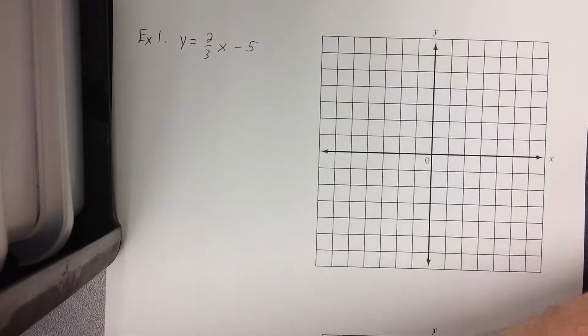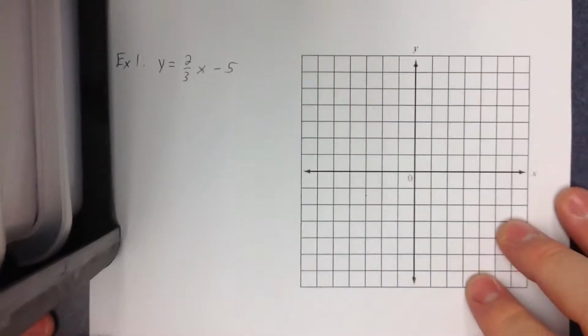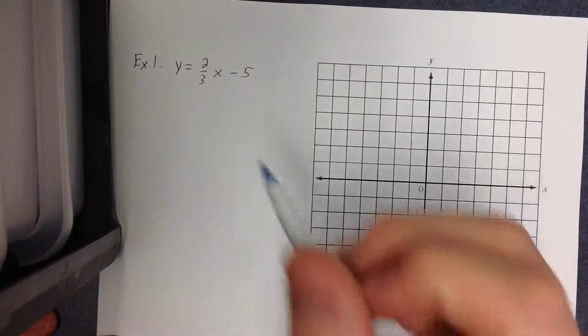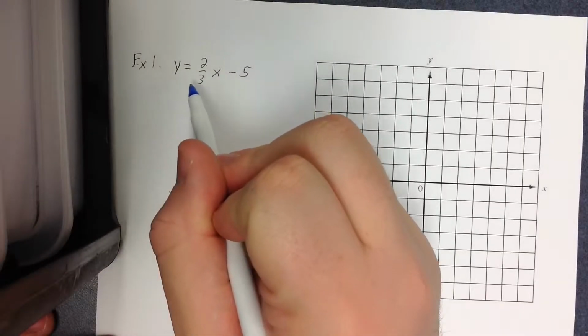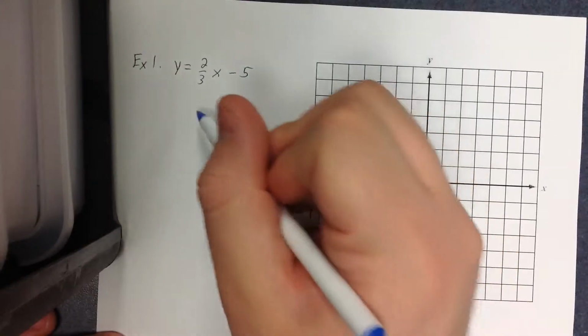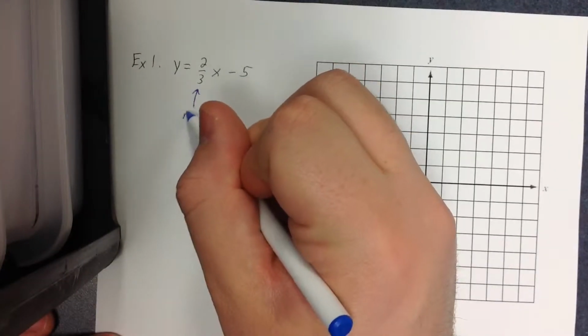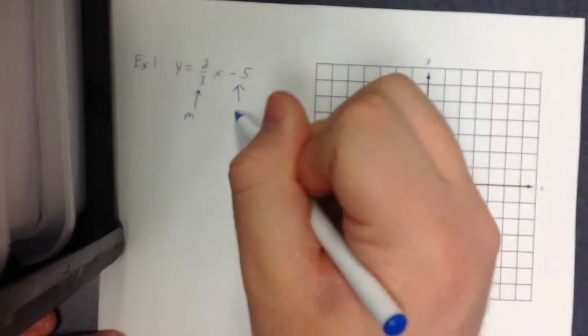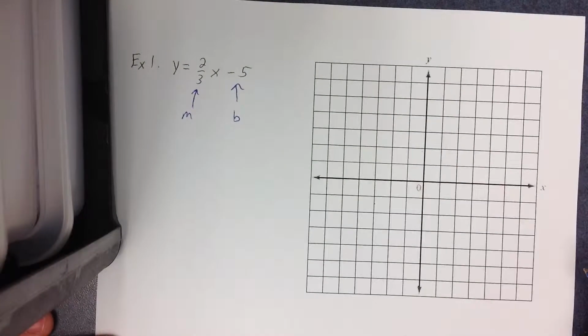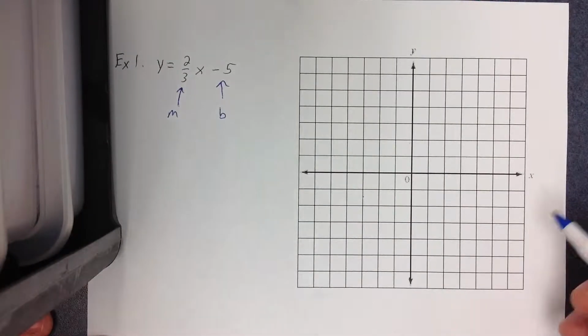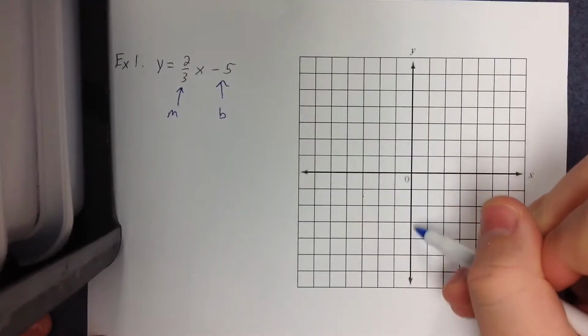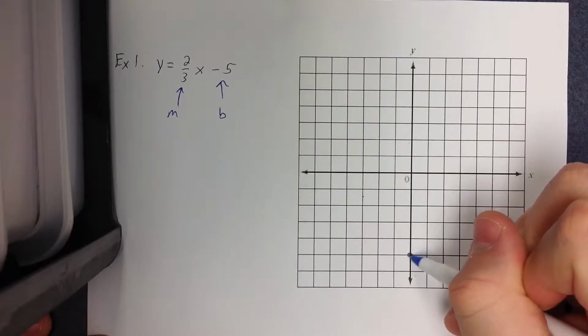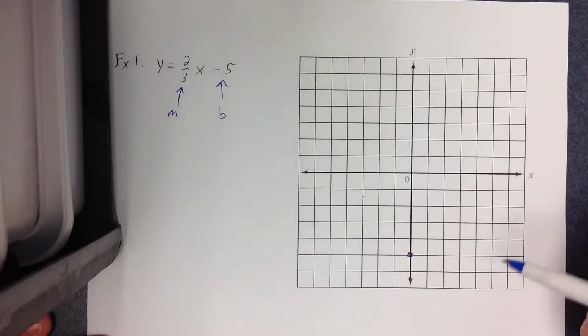So in the first example, we've got y equals 2/3 x minus 5. Again, it's in slope-intercept form because the y is by itself. So that means the number in front of x is m and the negative 5 is b. So again, the b is our starting point.